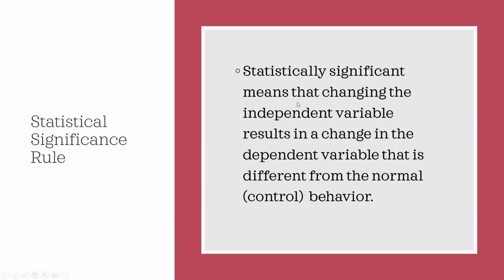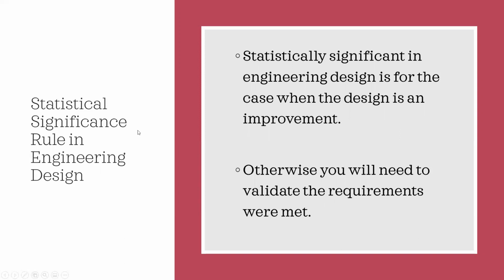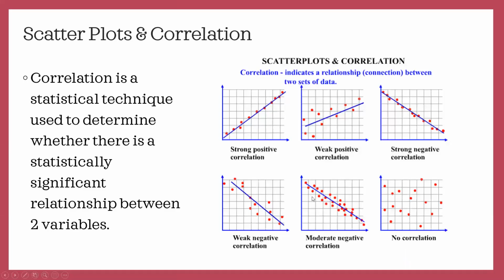So statistically significant means that changing the independent variable results in a change in the dependent variable that is not normal. We just said that. In an engineering design, that means that you have proved that you've made an improvement in your design, right? Otherwise, if you don't start with the original design or a baseline, you'll need to validate your requirements. You'll just need to prove that you created or met your requirements.